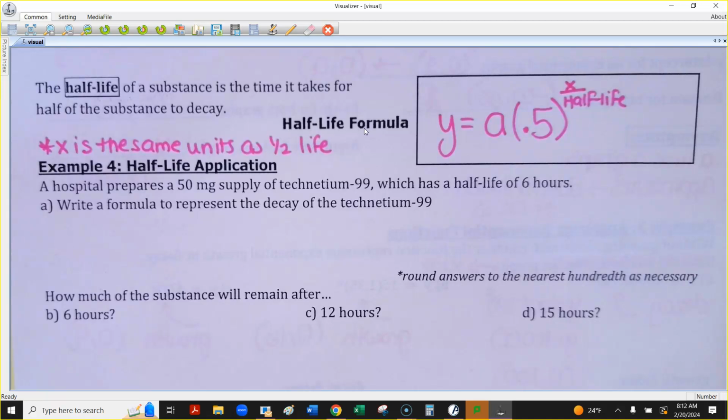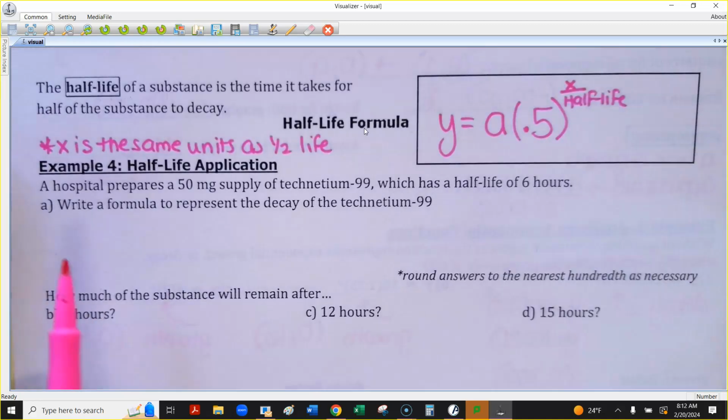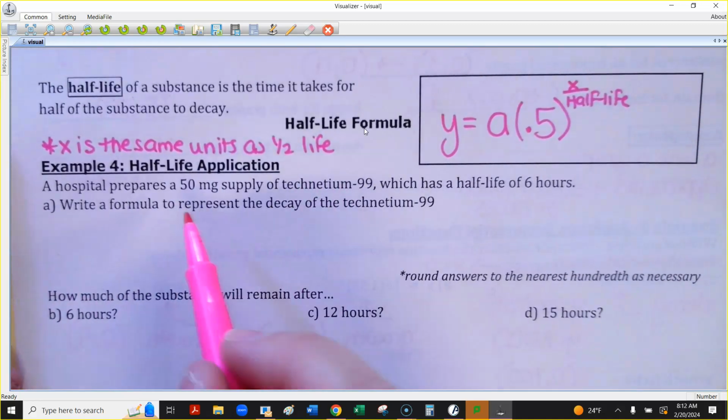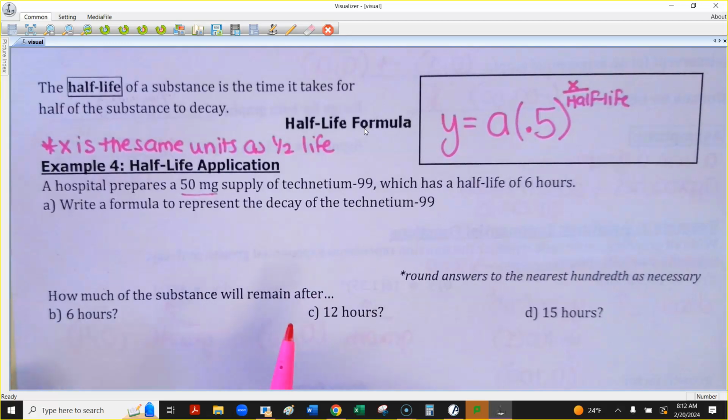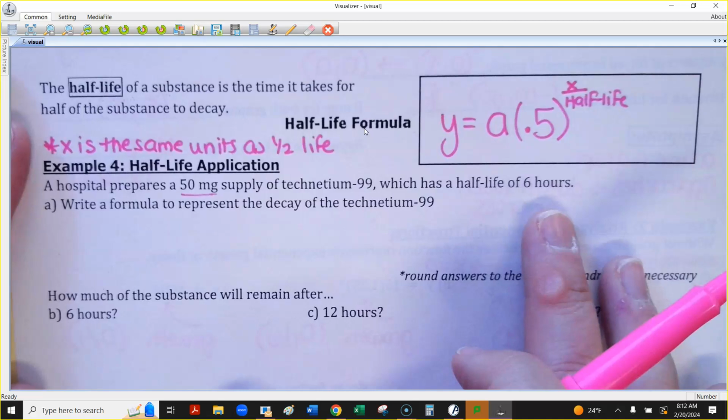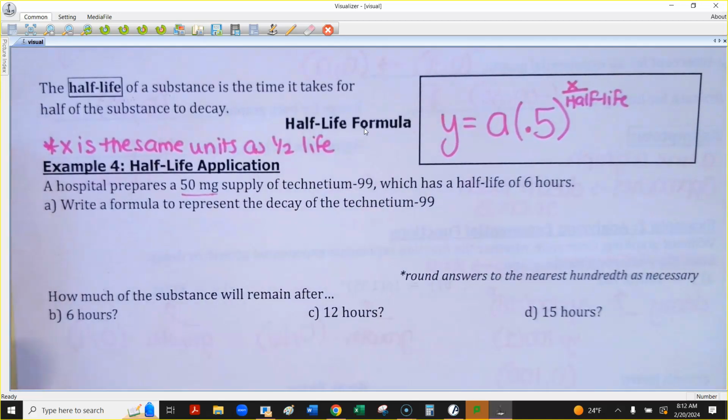So I got a question down here that doesn't have that, just so we can practice that. But really quickly, a lot of times these are weirdly named substances that will have a number in the actual name. These are legitimate things. But basically don't use the number in the name of the element in your formula. Okay, so it says a hospital has a 50 milligrams supply of technetium 99. We're not using the 99 anywhere in this. And it has a half-life of 6 hours. So I'm just going to write a formula to represent the decay of this based on its half-life.